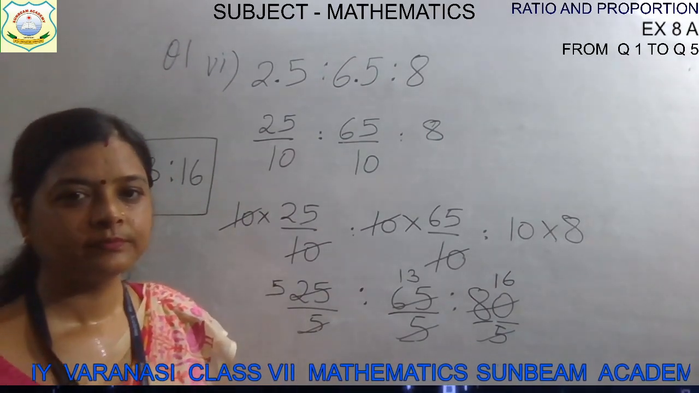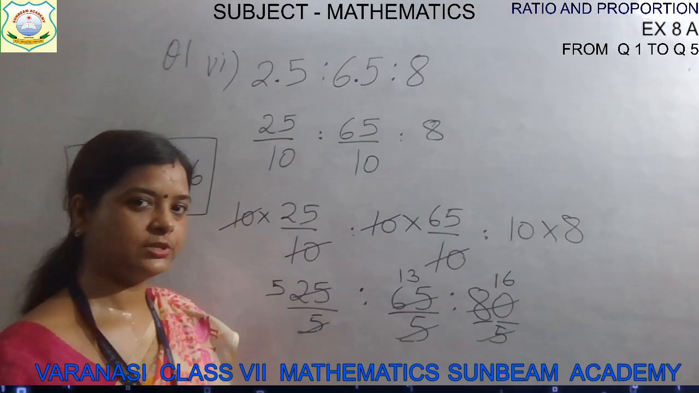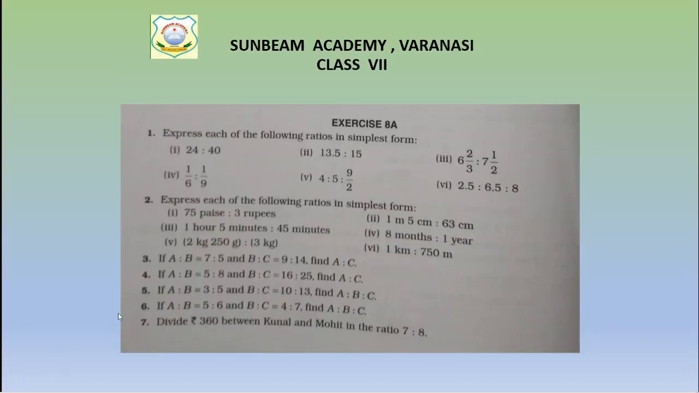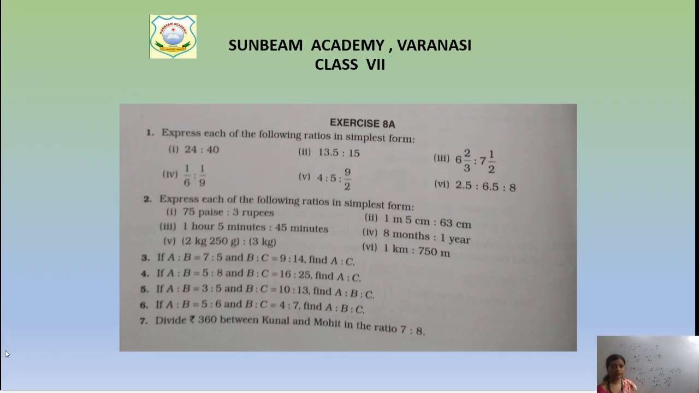Okay. Now let's see the next question, children. Question number 2. Express each of the following ratio in simplest form. Quickly write down which one. Question number 2, second part. Quickly write down, children. In this way you are completing your classwork copy also. Okay. You are completing your classwork notebook.